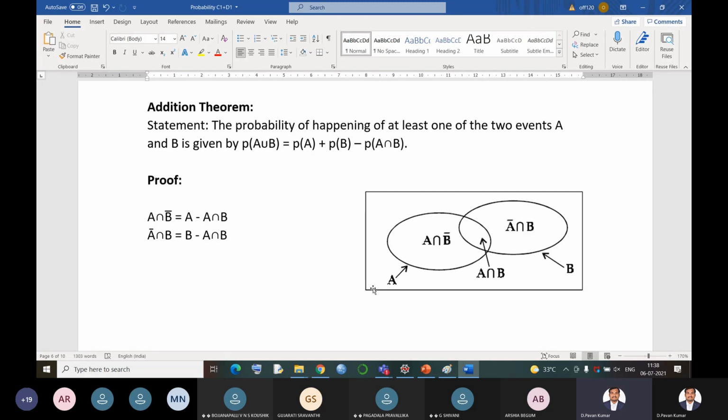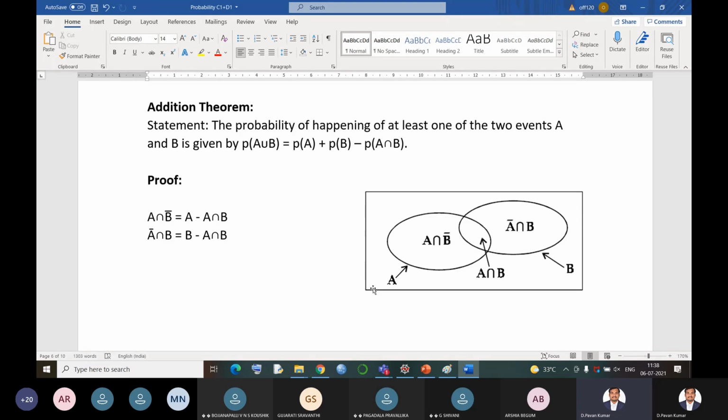At least one means what? Minimum one. Let us suppose there are 5 events. At least one means one should happen: one can happen, or 2 out of 5 can happen, 3 out of 5 can happen, 4 out of 5, or maximum 5 out of 5 can happen. That situation is called at least. At most means maximum, at least means minimum.